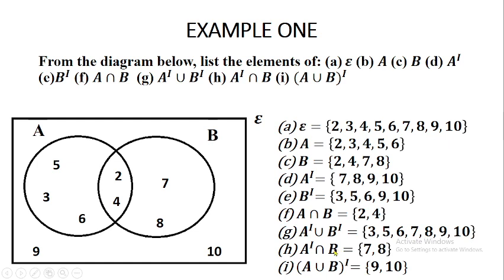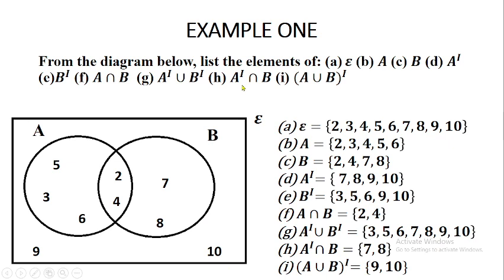I hope you understand that now. If I find A complement, I will remove set A from there. I have 7, 8, 9, 10 left as the elements in it. If I find B complement, I will remove set B as well. Whatever I have left is B complement. That will be 3, 5, 6, 9, 10. Then I will now unite those two sets I've gotten, and that will give me whatever I have here. I hope you understand that now.